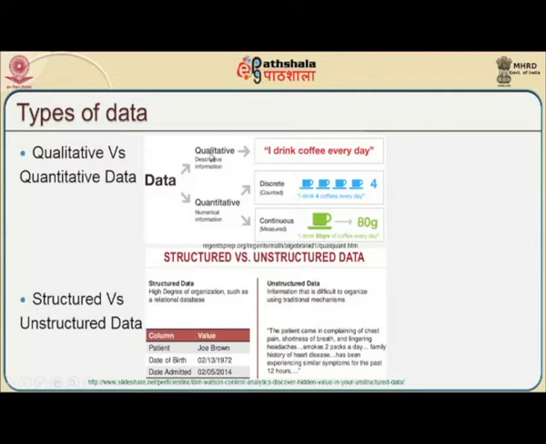The second type of data is structured versus unstructured data. Structured data is put into columns and rows, where a high degree of organization is there, and it is represented in tabular or relational database format. A column might take patient name, date of birth, and date of admission, and the appropriate values will be mentioned. Unstructured data is a complete description, information that is difficult to organize using traditional mechanisms.